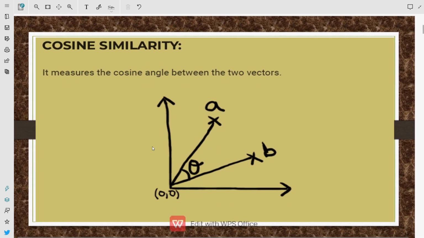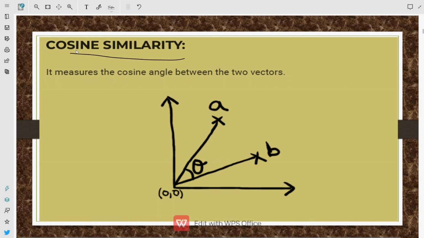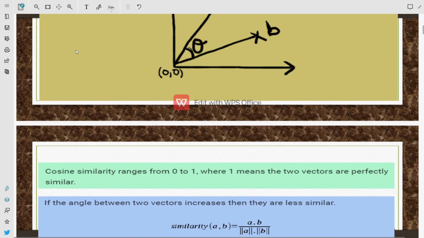Next, the next distance measure is cosine similarity. It is nothing but the cosine of the angle between two vectors. It measures the cosine of the angle between the two vectors. Assume that these are the two vectors, and this is the angle between them. So cos theta is the cosine similarity between those two.